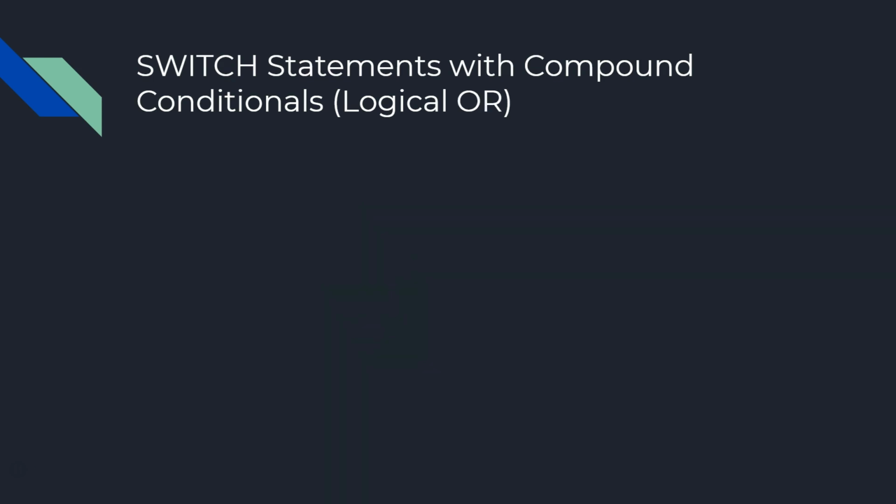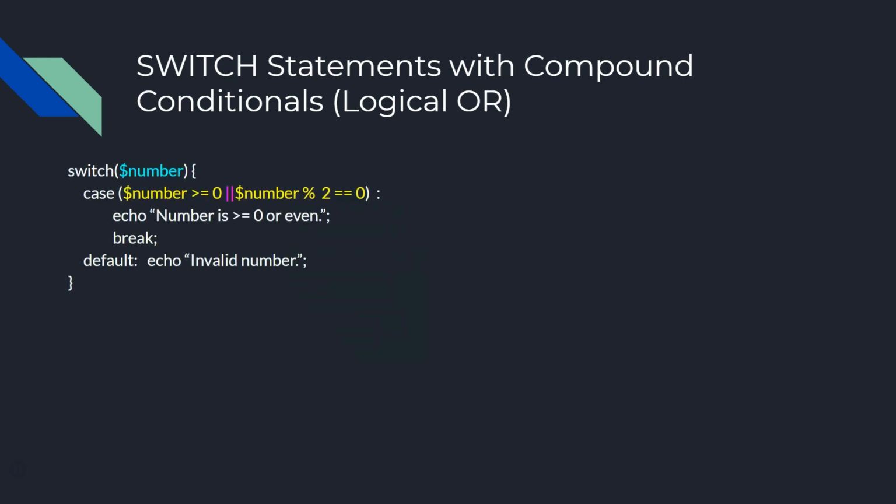So the next is the logical OR. This is something like this, and it looks very similar to, again, the if block. You just use the pipe symbol to join the two there. If that's the case, if it's either greater or equal to 0, or if it's divisible by 2, then you get that statement, greater than 0 or even. Otherwise, it must be an invalid number. Okay, that's one way to write it.